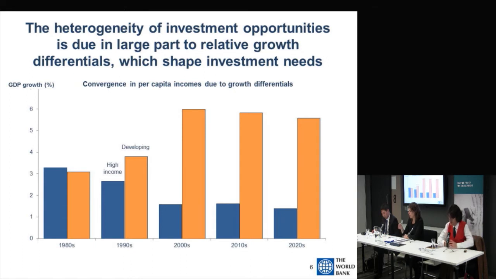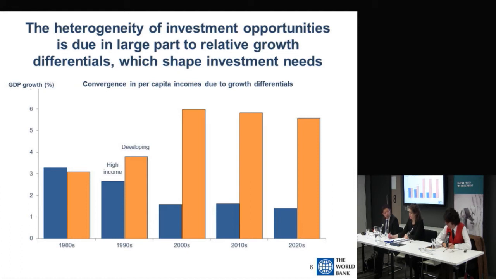Now, there are reasons why there is this growth differential. In the chapter we go into the details, but basically there are two: the productivity catch-up. So there is still quite a bit of space for developing countries to adopt technologies that increase the productivity of factors, and also the availability of factors. Demographics are favorable for developing countries vis-a-vis high-income countries.